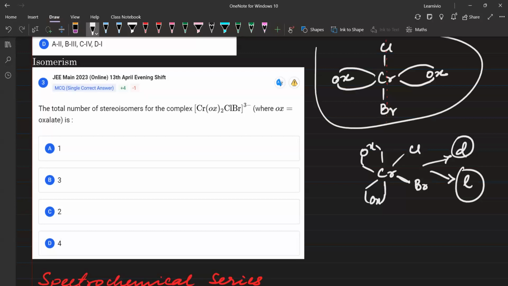ठीक है. So all of these are going to give you how many? The total number of isomers, what is it going to be? Total number of stereoisomers will be. इसको press down.